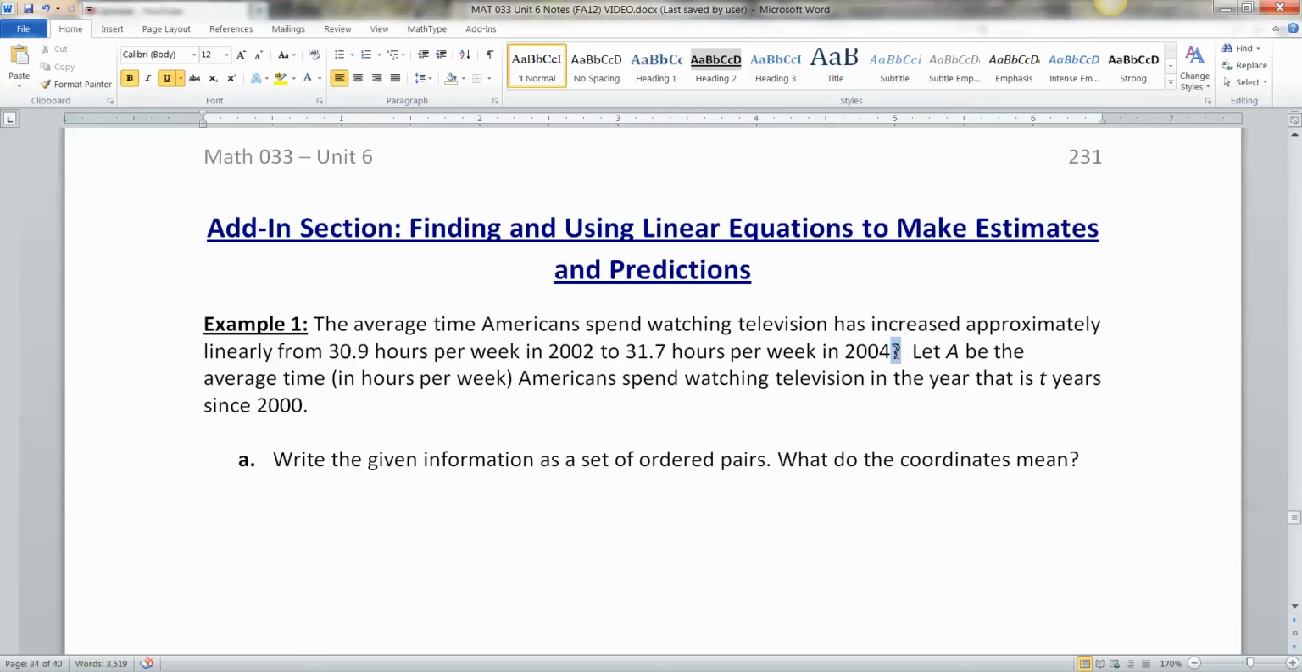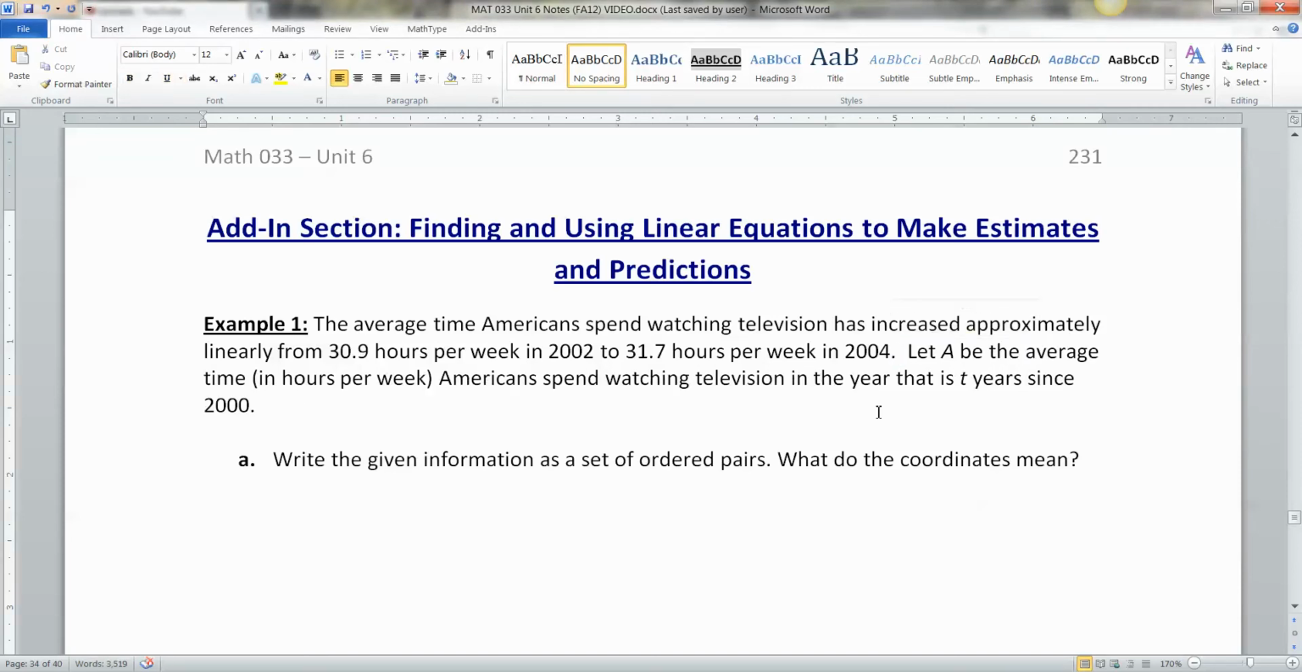That's not a question, so I think it should be a period there. Anyway, let A be the average time in hours per week Americans spend watching television in the year that is T years since 2000. Okay, so there's a lot of information there to unpack. First of all, we're talking about how much time people spend watching TV. So that's good to know kind of what we're talking about.